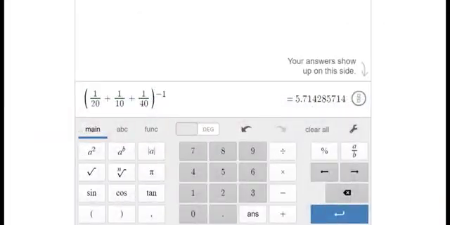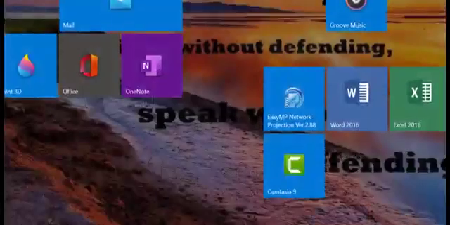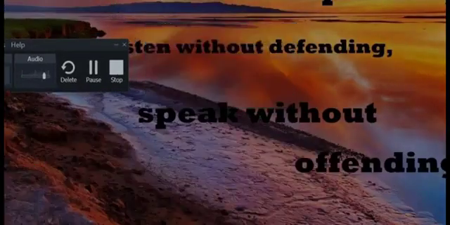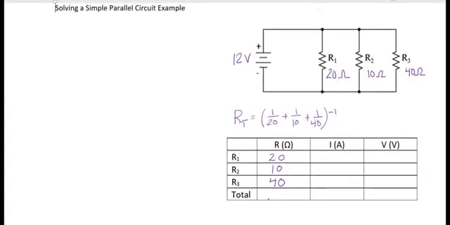One thing that you can do is use Desmos. Here it is right here. If you enter it in on Desmos, it'll give you the answer right over here to the side. So this is Desmos Scientific, not Desmos Graphing Calculator. And it's pretty easy to put everything in and see that our answer here is about 5.7 ohms, our equivalent resistance. So going back to our table, this will be equal to 5.7 ohms, and I'll put that down here. So we have all of our resistances.